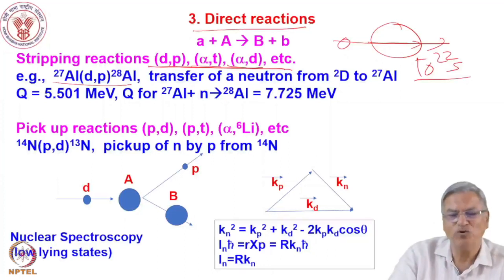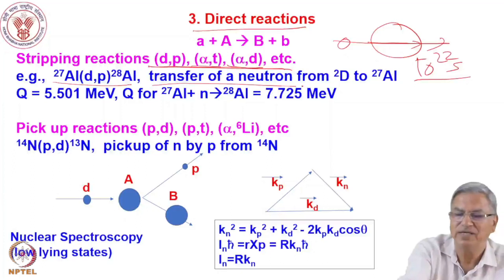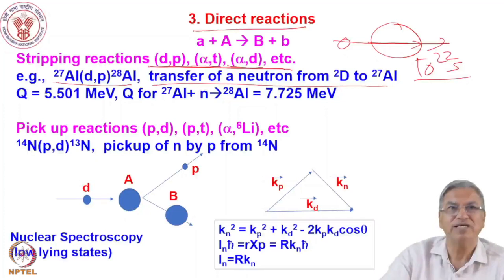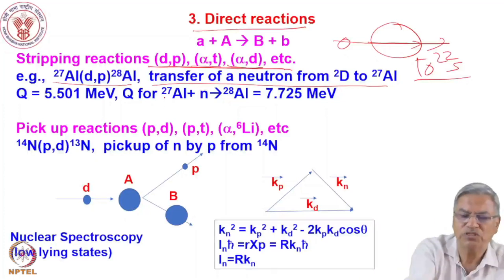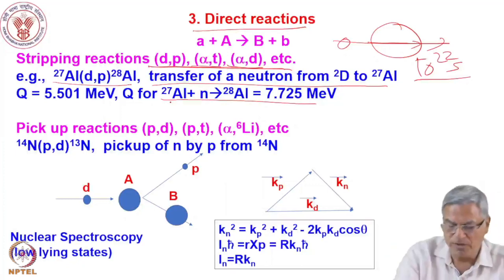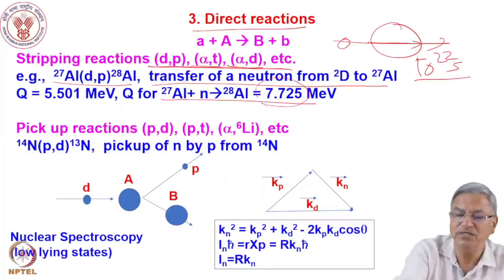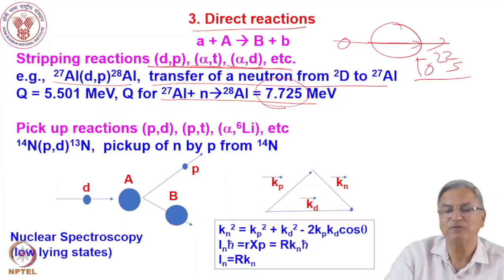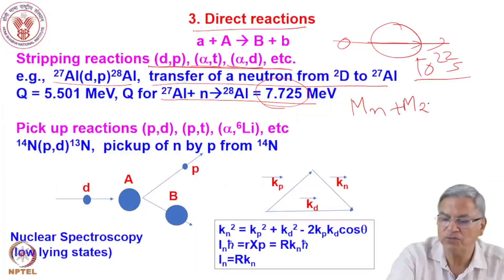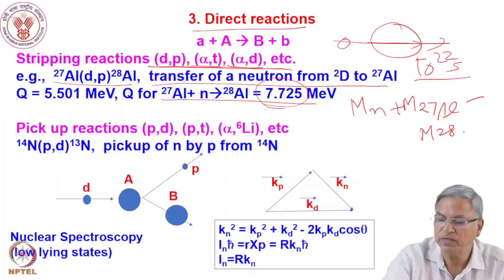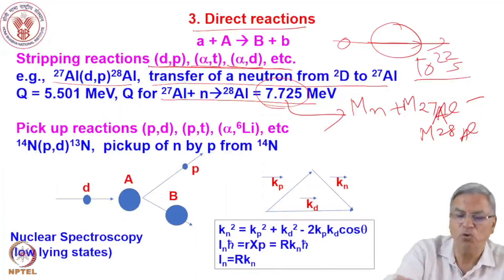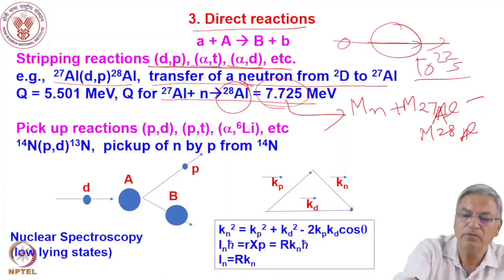One of the very interesting aspects of this direct reaction, particularly the transfer reaction, is that you are transferring a neutron from the deuteron to aluminum-27, and the energetics are quite different from if you consider a neutron captured by aluminum-27. When a neutron is captured by aluminum-27, the energy released is the binding energy of the neutron in aluminum-28, 7.7 MeV. So this is the mass of the neutron plus the mass of ²⁷Al minus the mass of ²⁸Al. This is the energy released, and this much energy will go into the excitation of aluminum-28.